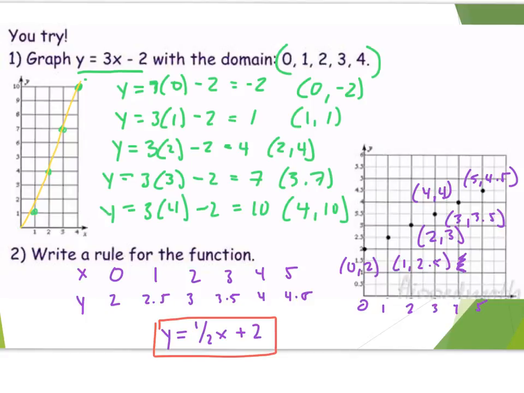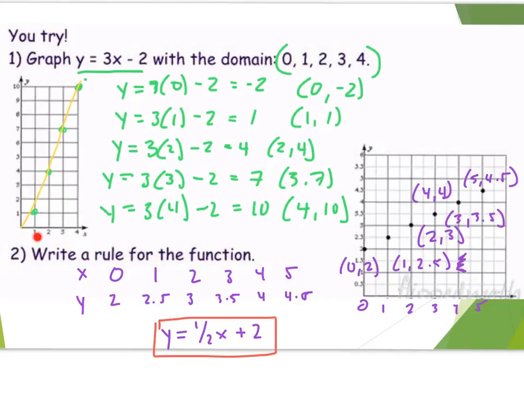So this one we have function rule y equals 3x minus 2. Here's my domain. Just like a problem we did earlier, I'm going to take every one of my domain values and plug them in for x in my rule. So here I do that, and I get my ordered pairs: (0, -2), (1, 1), (2, 4), (3, 7), (4, 10). Graph on the left.